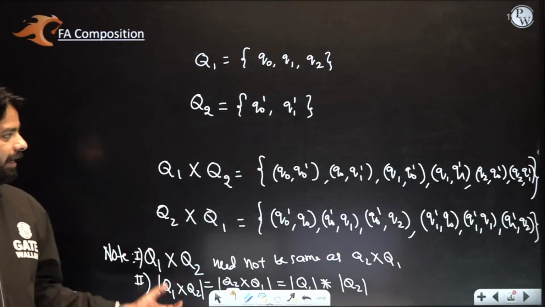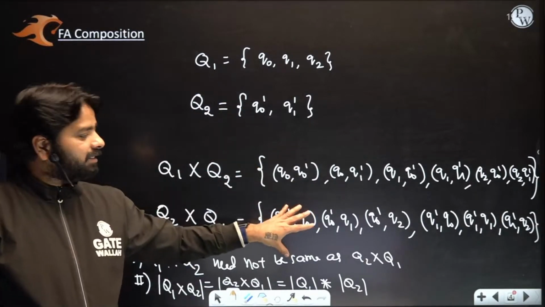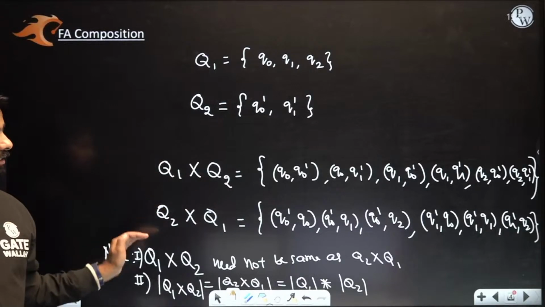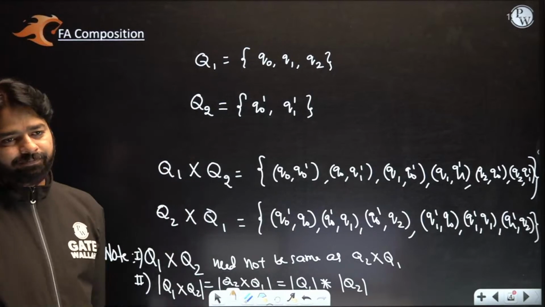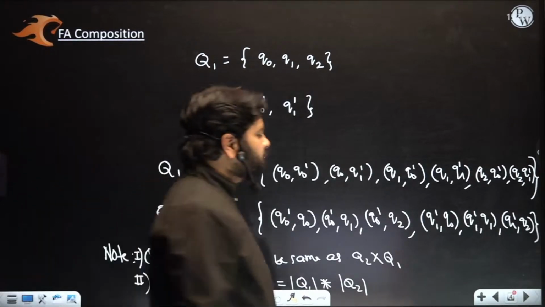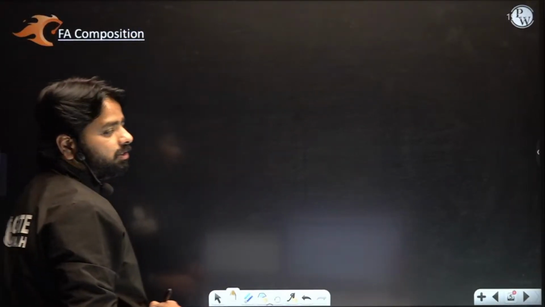Any doubt here? No doubt, right? You will have 6 elements here, 6 elements here. The sizes of these two Cartesian products are the same, but the products themselves need not be the same. These two are different, but their sizes are the same. Now this principle is applied to finite automata also. When a problem depends on many conditions, for each condition you can design one finite automaton, and if you want to combine many conditions, then you can also combine the machines.